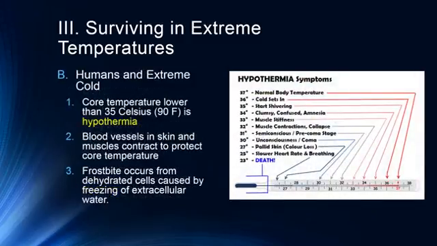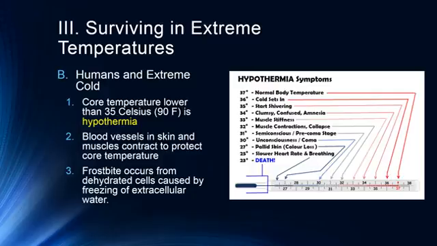For humans, a core temperature of less than 35 degrees Celsius, or about 90 degrees Fahrenheit, is considered hypothermia. Blood vessels in the skin and muscles will contract to protect our core temperature, and so the body is trying desperately to maintain that core temperature. Frostbite will occur from dehydrated cells, which is caused by freezing of the extracellular water in the skin.